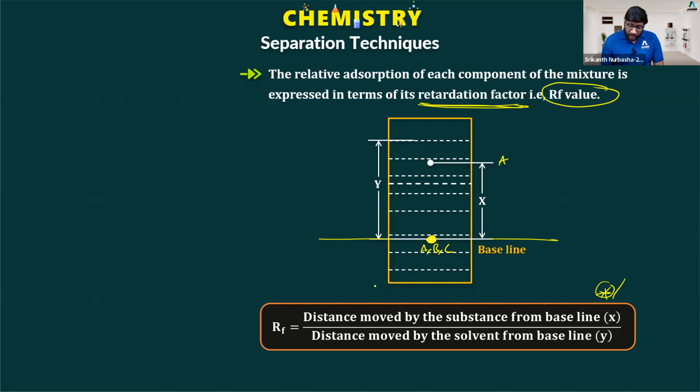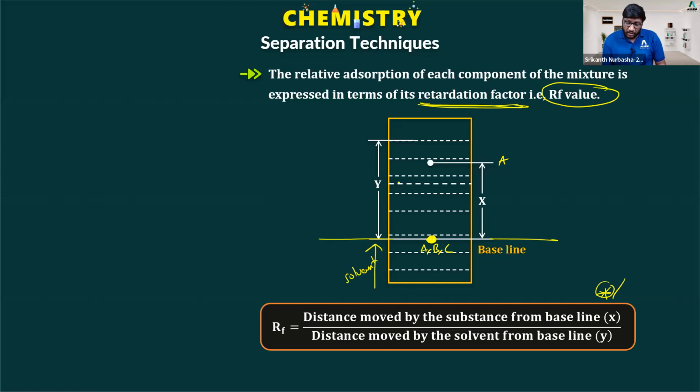And solvent is moving from one end of the plate to the other end of the plate. We have counted the distance of movement of solvent from the baseline. So RF is equal to the distance moved by the substance from baseline, divided by the distance moved by the solvent from baseline. Solvent is freely moving, it is not adsorbed.